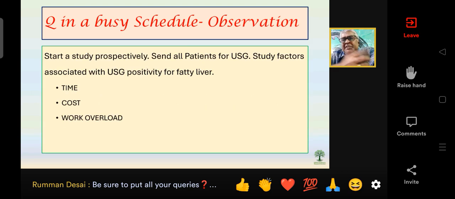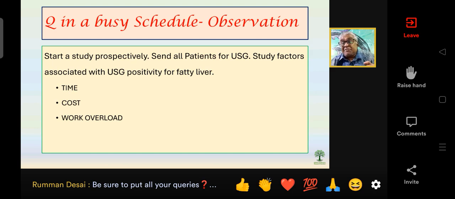We can do a prospective study. We can say, okay, let me do that prospectively, and I send a certain number of patients for USG, and I study factors that are associated with USG positivity for fatty liver. There are problems related to time. I need to run it prospectively. I have to send everyone there. There's a time factor. It might take months, it might take a year, depending on the caseload. So it's a problem sometimes.